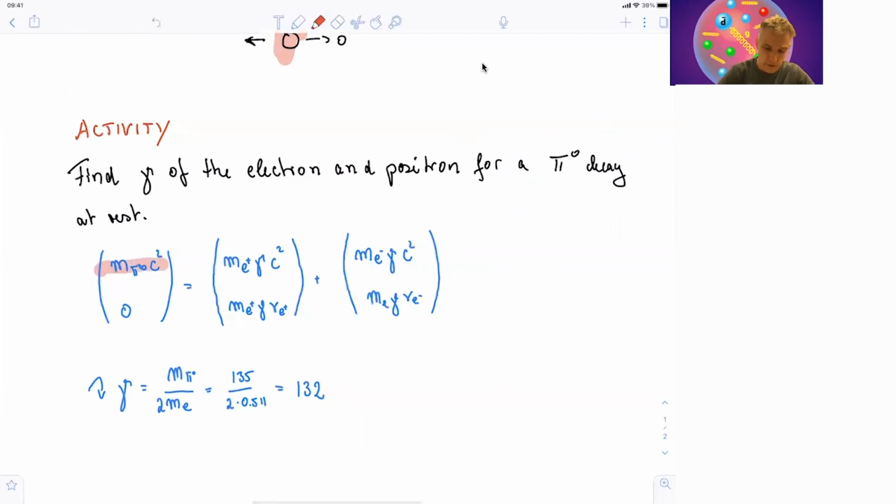And then just from this first line here, from the energy relation, knowing that the mass of the electron and the positron are the same, and that the gamma factor is the same, which comes out of the momentum relation, meaning they have the same velocity, you can simply find gamma as equal to the pion mass divided by 2 times the electron mass, and that is about 132.